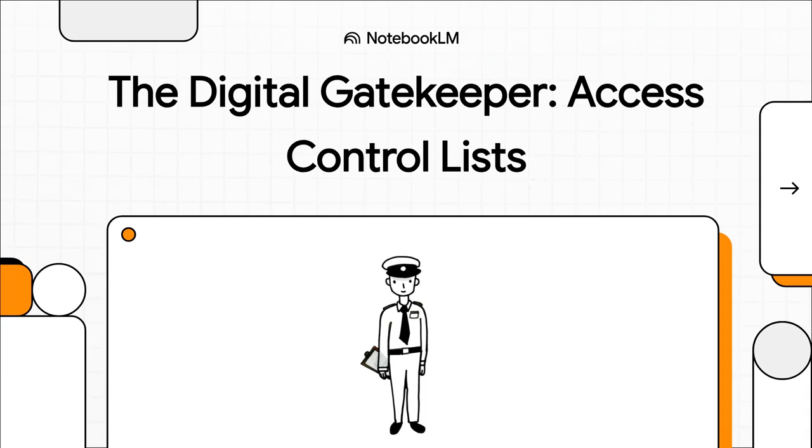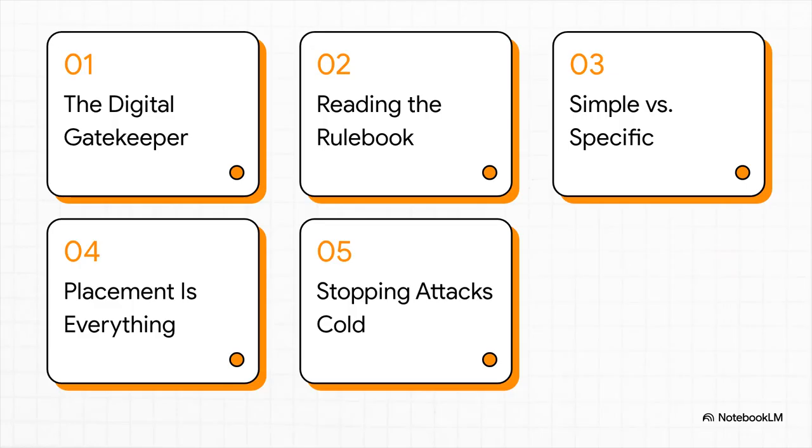All right, let's talk about one of the most essential tools in your network security toolkit, the Access Control List, or ACL. I want you to think of it as a digital bouncer for your network, and today we're going to write its rulebook. So, here's our game plan for this explainer. First, we'll cover what an ACL actually is. That's our digital gatekeeper. Then we'll figure out how to read its rulebook by understanding something called wildcard masks.